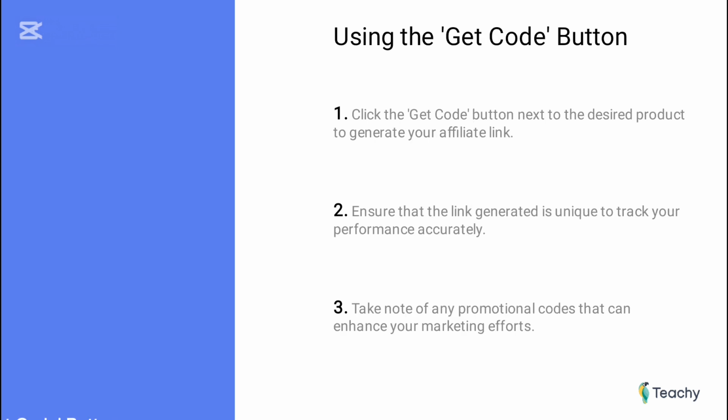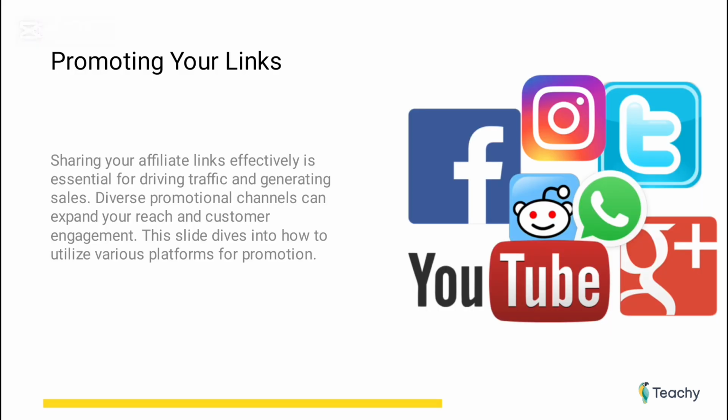Using the Get Code button. 1. Click the Get Code button next to the desired product to generate your affiliate link. 2. This ensures that the link generated is unique to track your performance accurately. 3. Take note of any promotional codes that can enhance your marketing efforts.